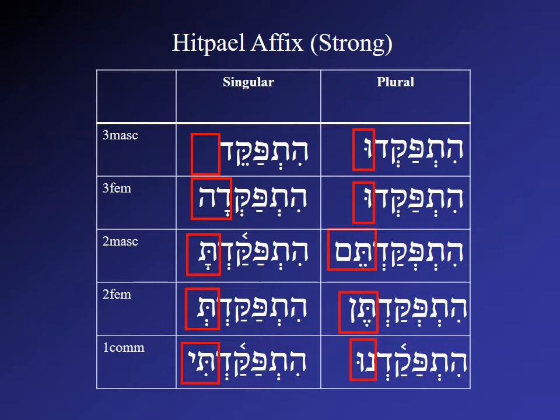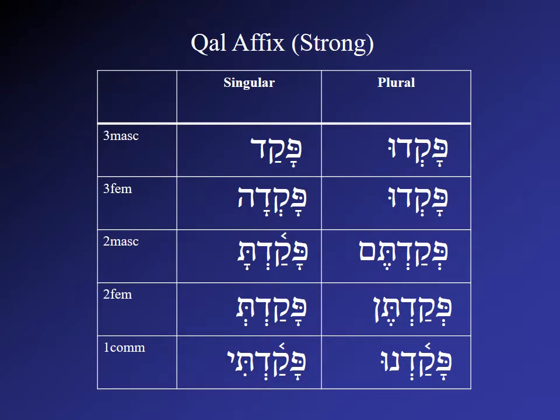Now, all of this stuff at the end, these additional stems, you do not need to know right now, but I do want you to see how much you now know simply by having learned the third masculine singular of the stems and learned the affix. In the strong form, you can recognize almost everything. Let's look a little more closely at the form of the Qal affix, which is our task for today.